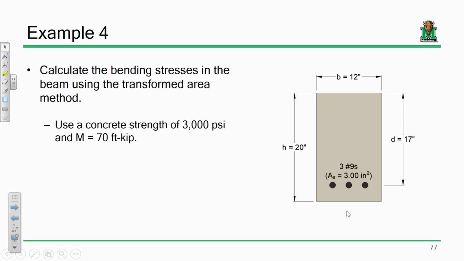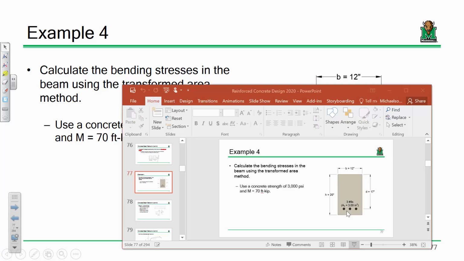So there's a difference between the total height and the effective depth. I'll go ahead and tell you that the d term, the 17 inches, is going to become incredibly more important for the remainder of the semester. We're going to care more about that effective depth than the overall height of the beam. It's 3,000 psi concrete. It has 3 number 9 bars, so the area of steel is 3 square inches, and it is being subjected to a bending moment of 70 foot-kips.